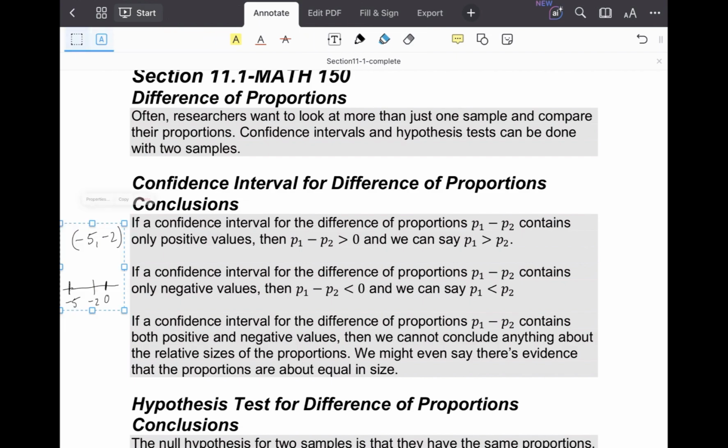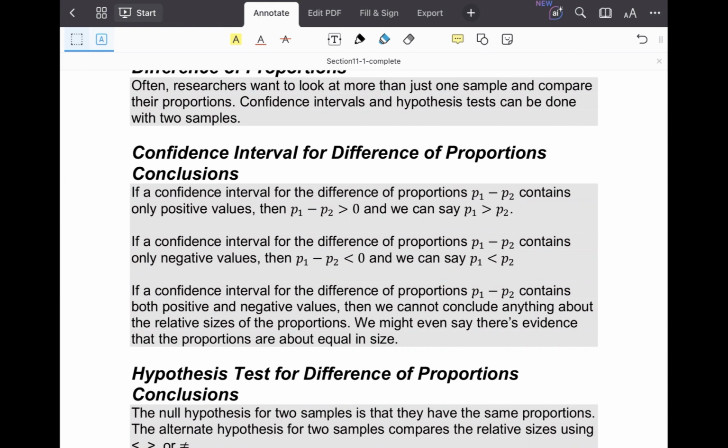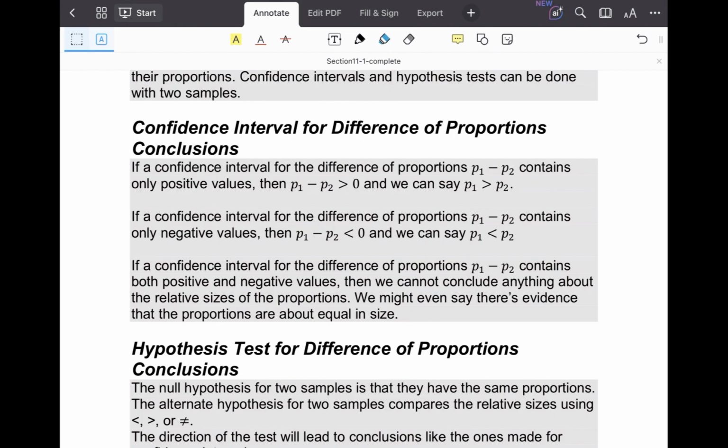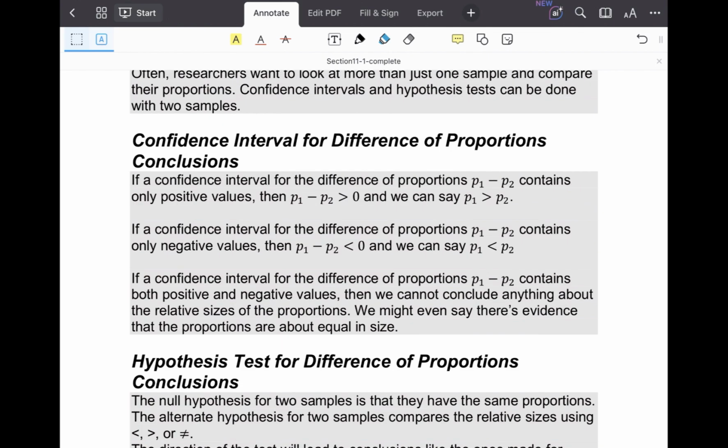Now, if the interval contains both positive and negative values, then we can't really say any definitive conclusion about the relative sizes of those two parameters because it contains 0. So if it goes from, let's just say, negative 2 to 3, it contains 0. So if 0 is a possibility, P1 could equal P2.